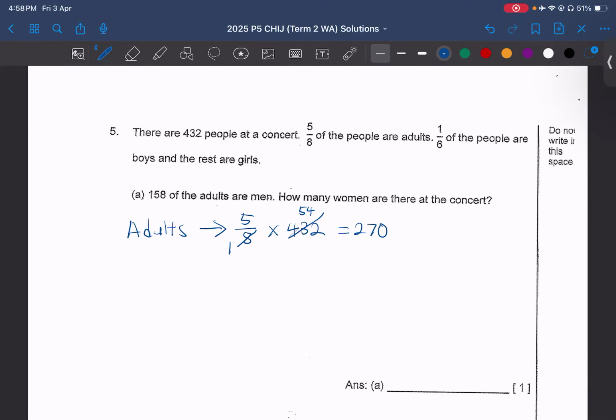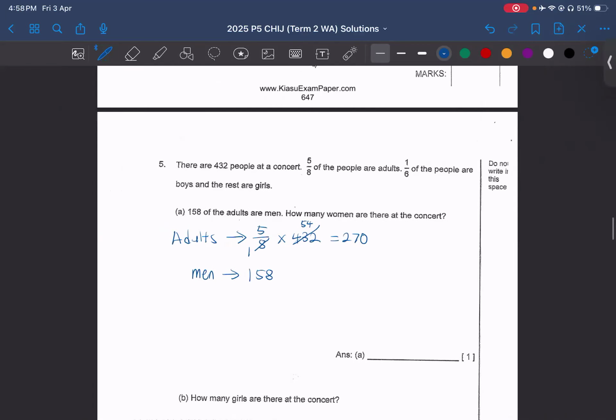So if we know the number of men as well, so the men is 158. How many women are there? So to find the women, would be just taking the total number of adults, which is 270, subtract away the number of men, which is 158. So 270 minus 158, this will give you 112. So there's 112 women at the concert.